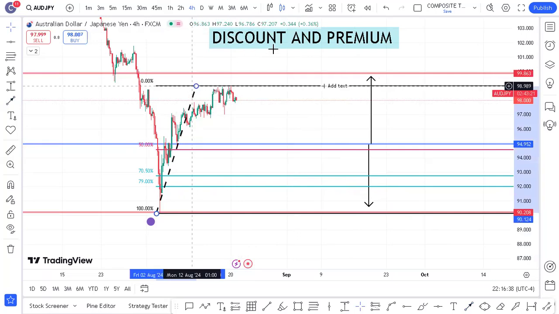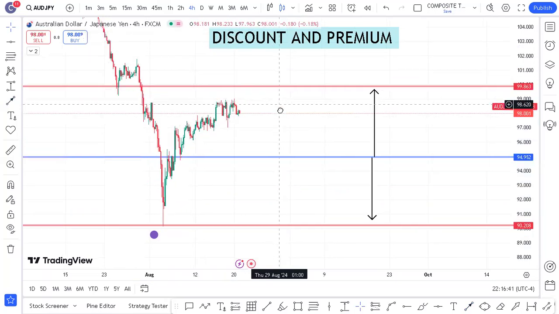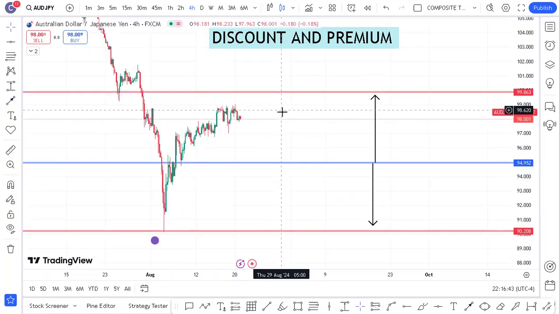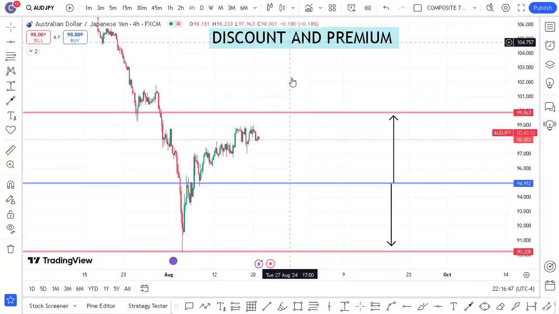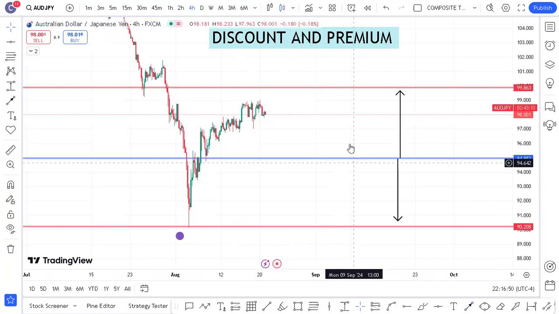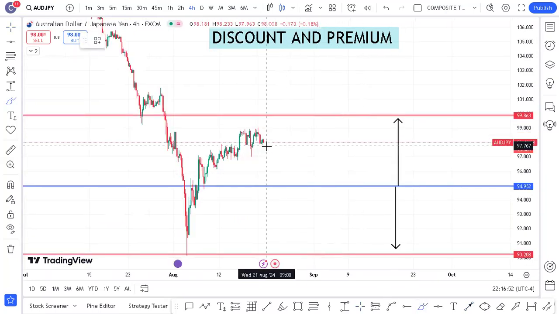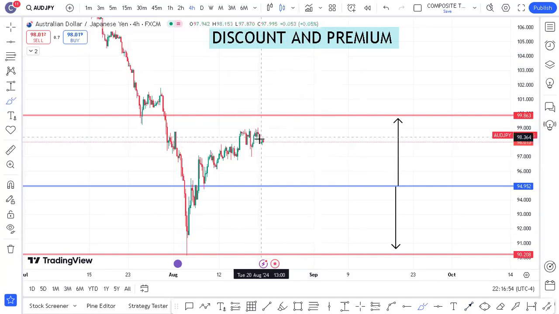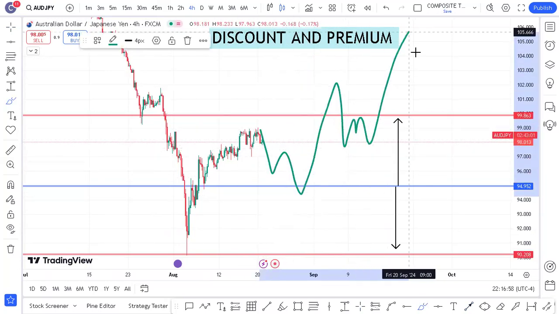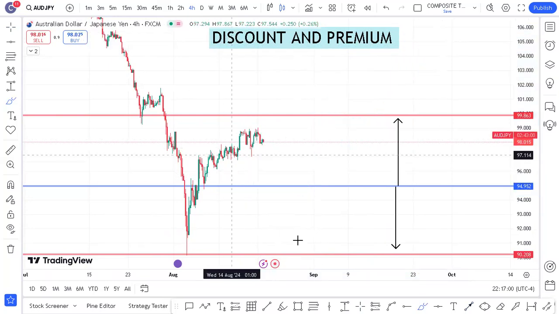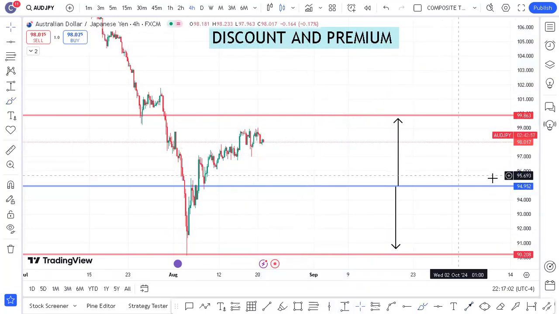So what does it tell you? It tells you that long term in this Audi JPY, we know that we're supposed to buy to the upside to the highest point up there. But we cannot just buy directly because the market's not going to just do that. The market has to build the liquidity, take our liquidity as it goes. So that's why there are discount and premium levels.